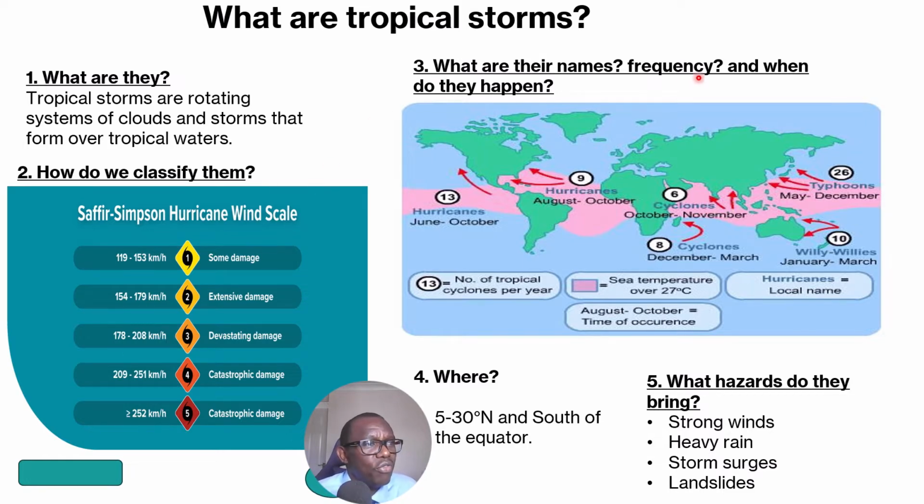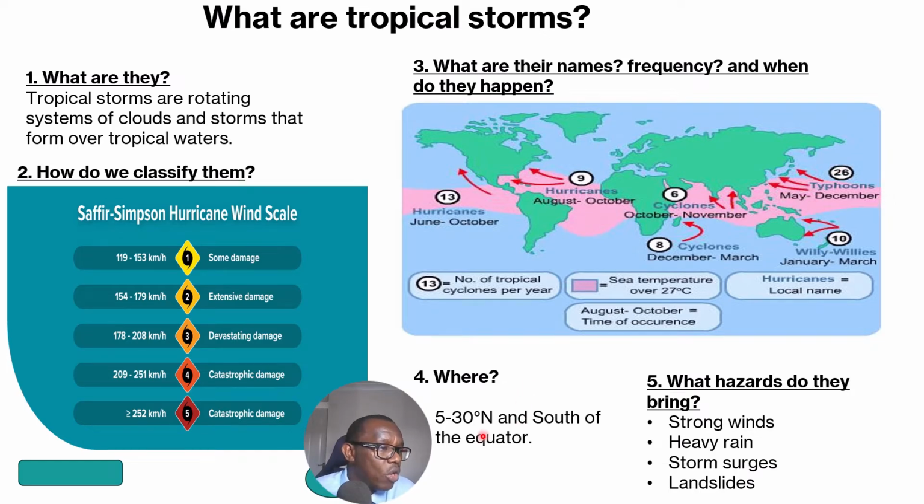So what are their names, frequency, and where do they happen? You can have a look at this map later on, or you can freeze it and have a look at it more closely. They have different names in different parts of the world, but it's basically the same thing, just a different name in a different part of the world. In Southeast Asia, as you can see, they are called typhoons. In the south of Asia and around Africa, they are called cyclones. And in this region between Africa and North America, they are called hurricanes. So around America, they are called hurricanes. South Asia, cyclones, and typhoons in Southeast Asia.